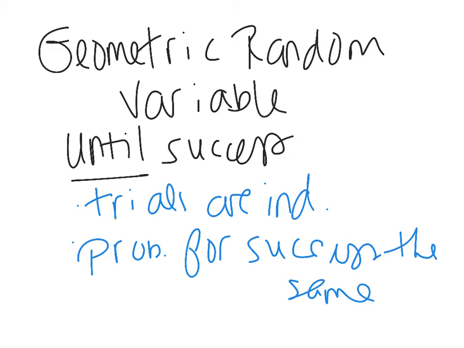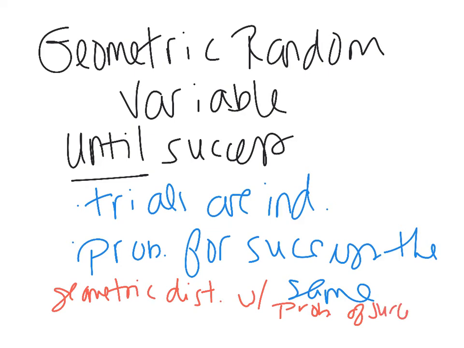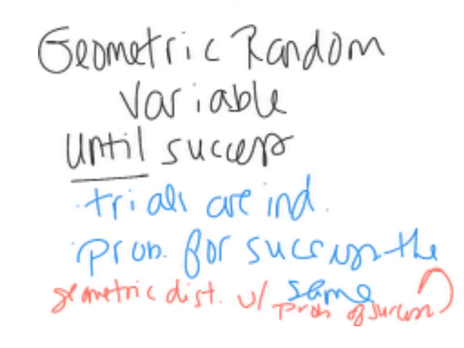You know how when we do our problems we have our 3 steps. The first step is identifying the distribution: normal distribution, binomial distribution, geometric distribution. So my distribution is a geometric distribution, with my parameter being the probability of success on any given trial. Whatever my probability of success is on any given trial, it's all the same.